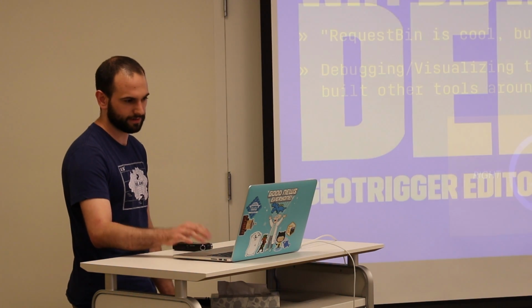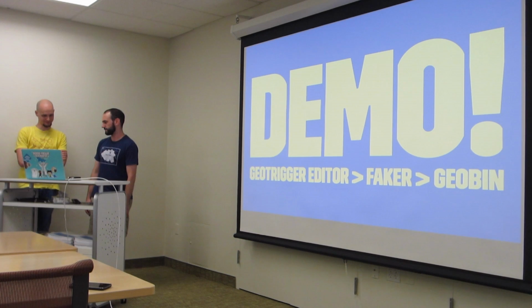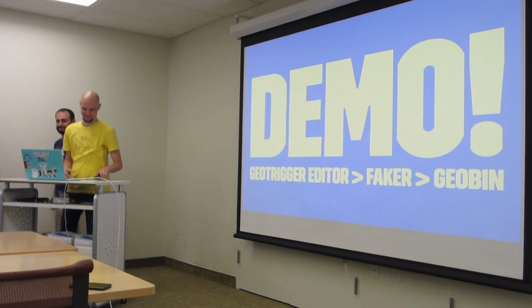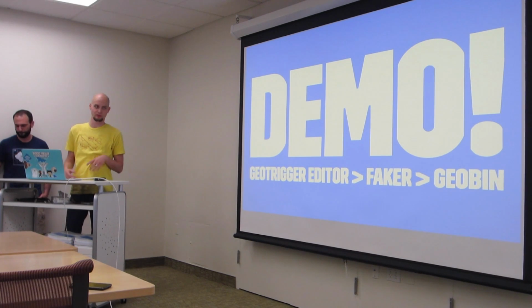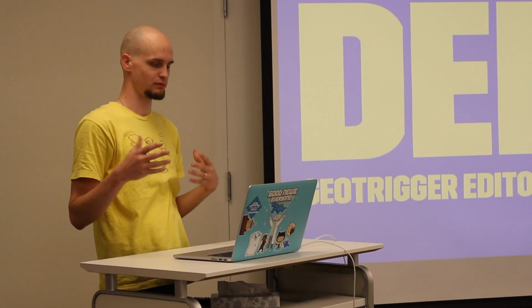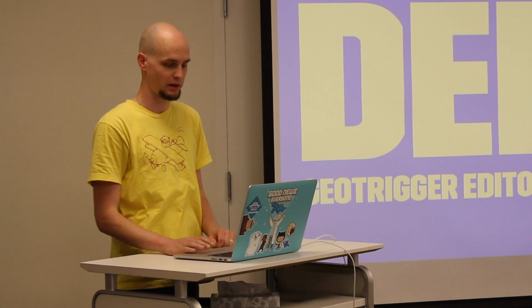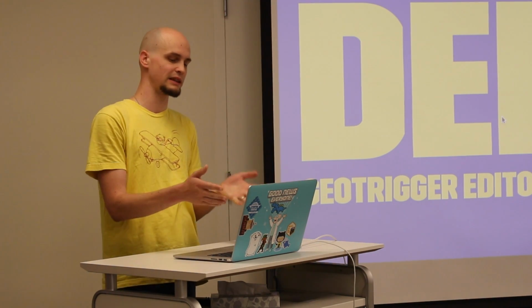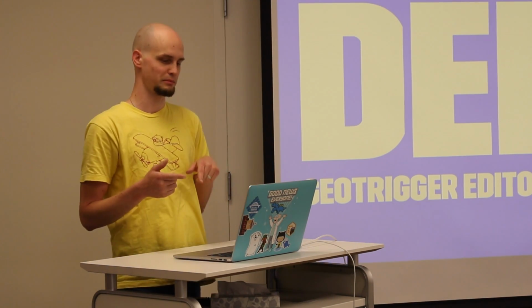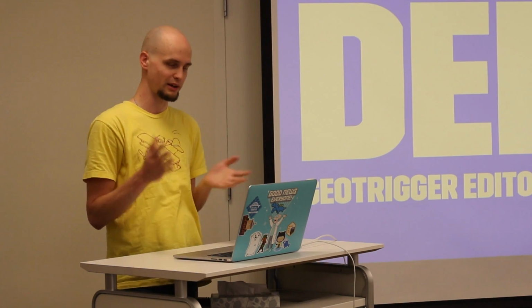So with that, I'll hand it off to Ryan, and he'll do a real demo so that this hopefully makes a little more sense. Yeah, so with the GeoTrigger service, we have a few tools, mainly the GeoTrigger editor, which, like he said, allows you to visually put a polygon on a map. And then we also have this faker. Both of these things, I should also mention, are open source and made by the amazing Nate Goldman.